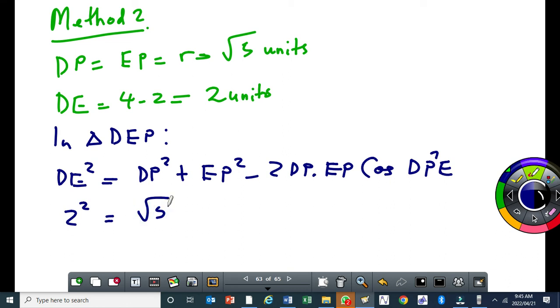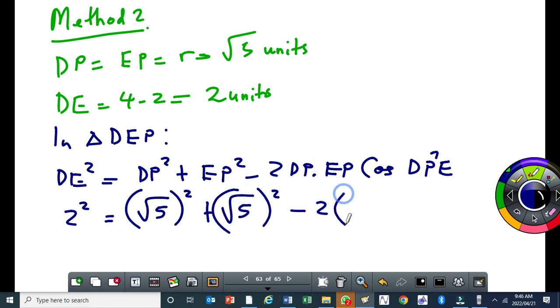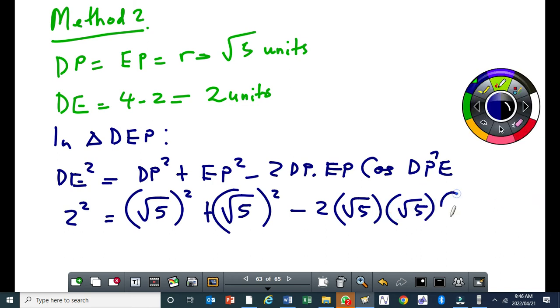GP equal to square root of 5 squared plus EP square root of 5 squared minus 2. Okay, GP is the square root of 5. And then the square root of 5. So that is the cos GPE.